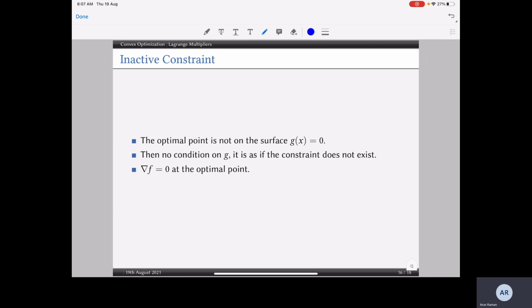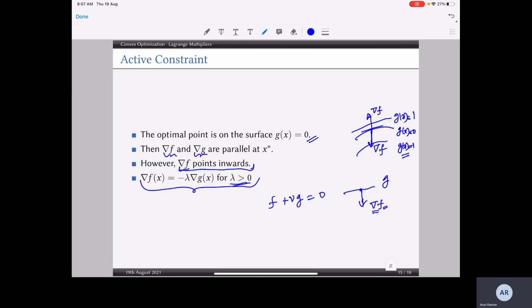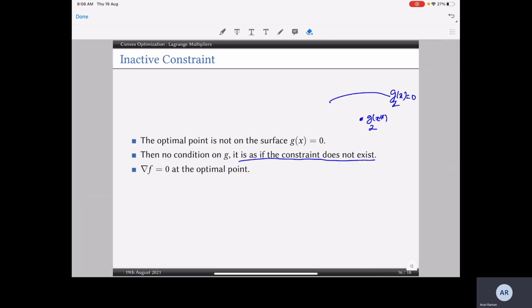Next, we move to the case of an inactive constraint. So for the inactive constraint, we have g(x) equal to 0, and the value will lie somewhere here. So let's say g of x star. When we substitute x star, it behaves as if the constraint does not exist. Let us represent it as g2, and we can consider all of this as g1, because this was an active constraint.